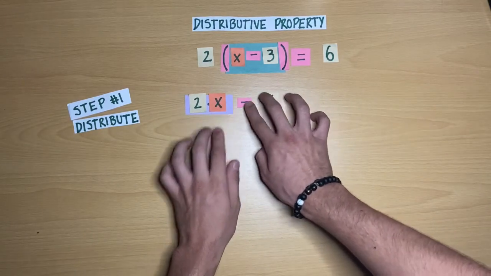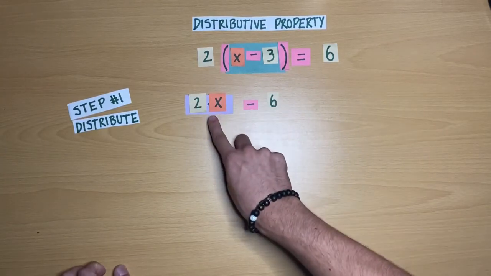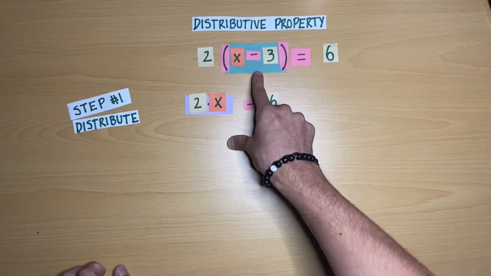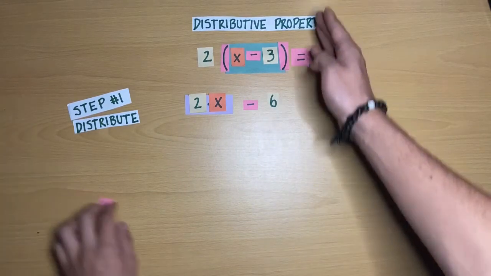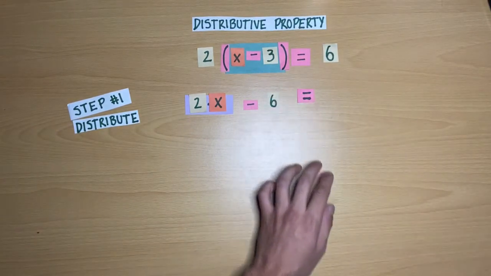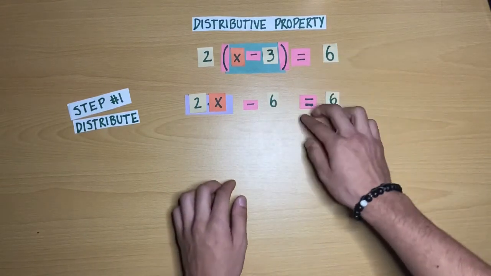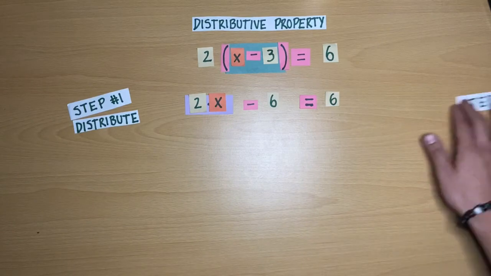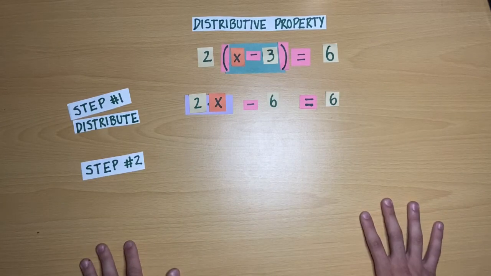So this is the distribution right here. When we took the 2 with the x, we got 2x. And when we took the 2 with the -3, we got -6. On this side of the equation, we did not do anything, so we still get 6. We just carried this down. And now we can go into step 2 and solve this like any other equation we've done.